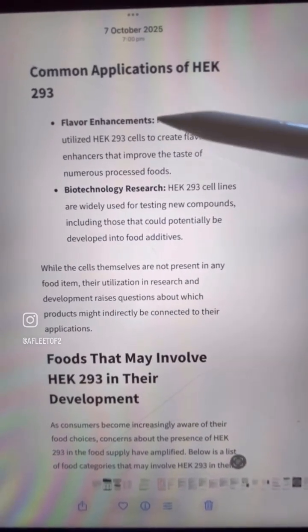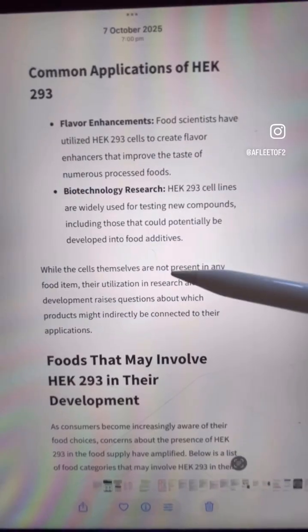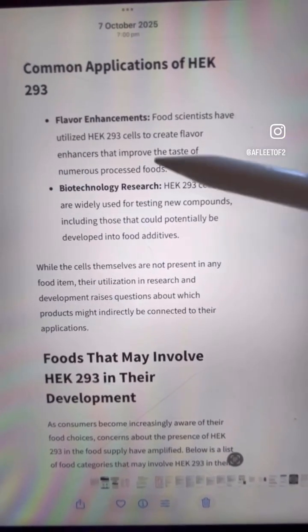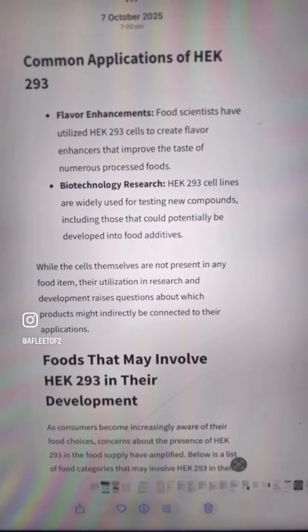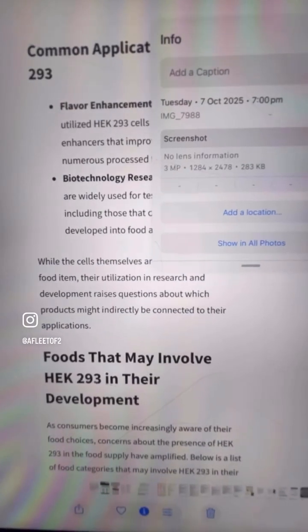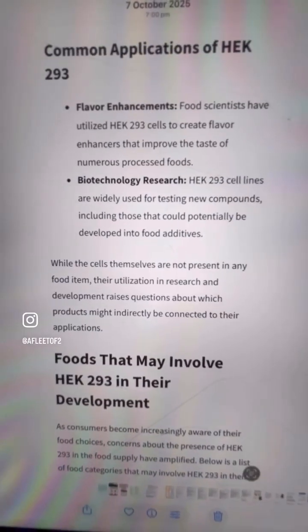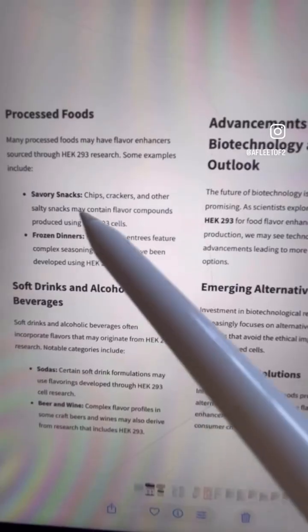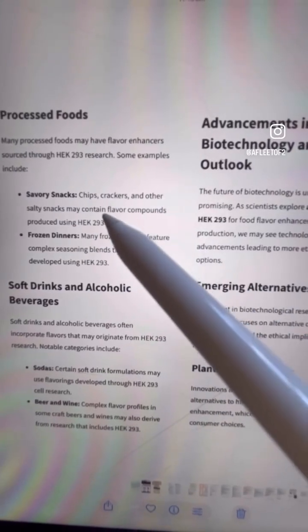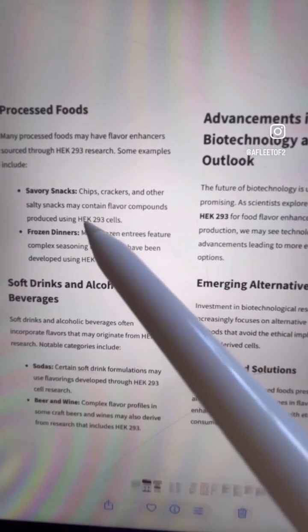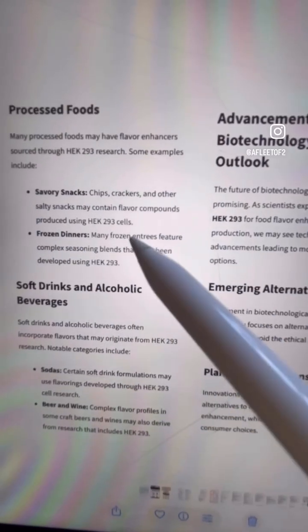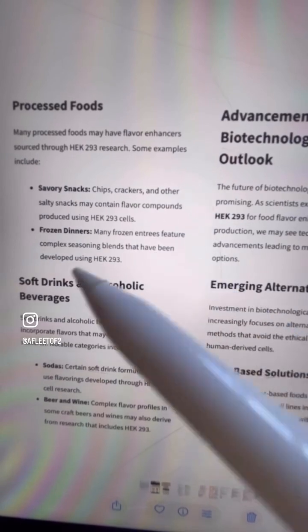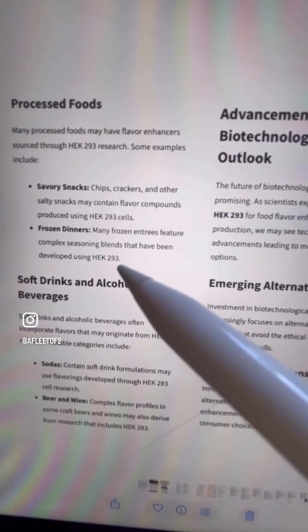So if you put this cell line in foods, it enhances the taste of the numerous processed foods and makes them very addictive, and you basically become a demon that you can't stop eating. Then you have processed foods such as savory snacks, chips, crackers, salty. They all contain flavor compounds using the HEK cells. Frozen dinners, complex seasoning blends that have been developed using HEK cell line.